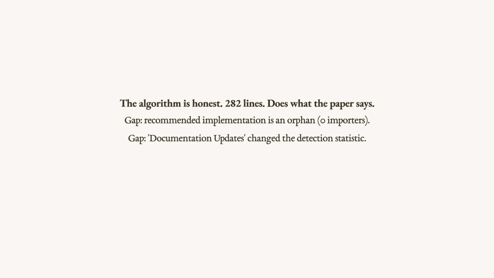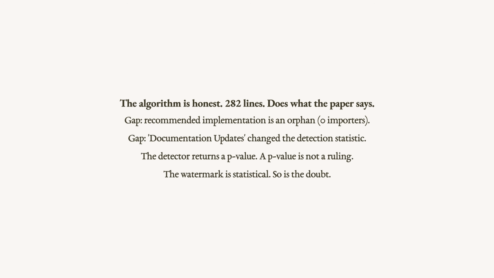The verdict, the algorithm is honest. The mechanism is 282 lines and it does exactly what the paper says. But the mismatch between what the README recommends and what the tree imports is a real gap, and the commit that said documentation updates changed the scoring rule. If you audit a text and the detector says no, you are reading a p-value above 4.0, not a ruling. The watermark is statistical, so is the doubt.